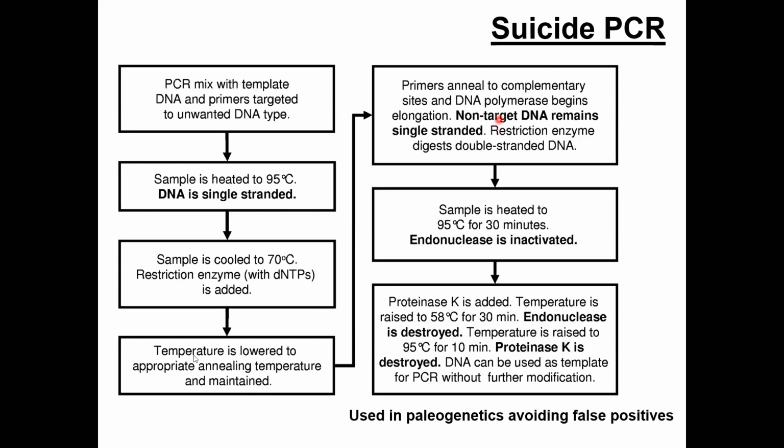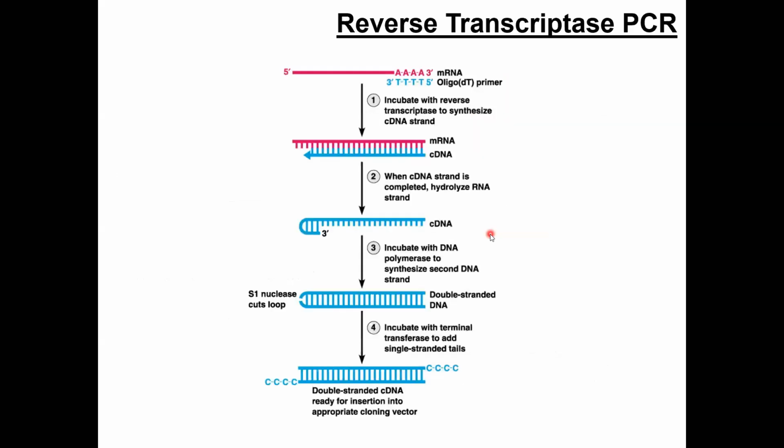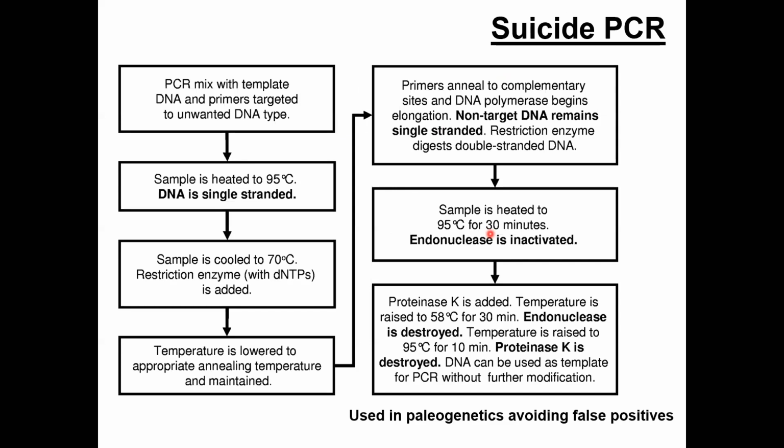So now what happens, since we have restriction enzymes? Once these unwanted DNA are amplified, they are digested by our restriction enzymes. So we're only left with the non-targeted DNA, which remains single-stranded. Then we inactivate the endonuclease. Since it's an enzyme, we can destroy it at higher temperatures. Then the template that is left, we can use it for a sequencing reaction, and we'll be able to know what we need.